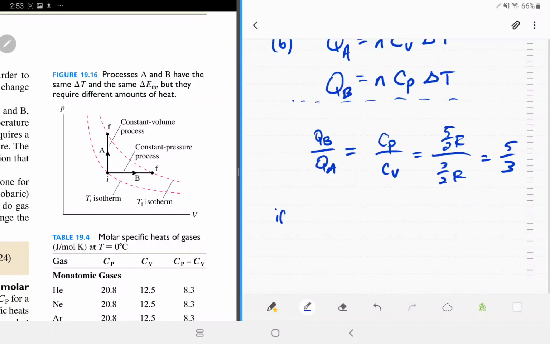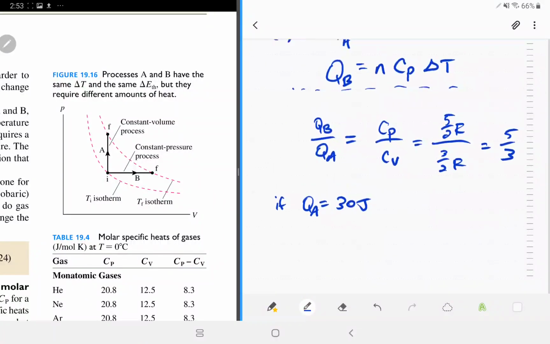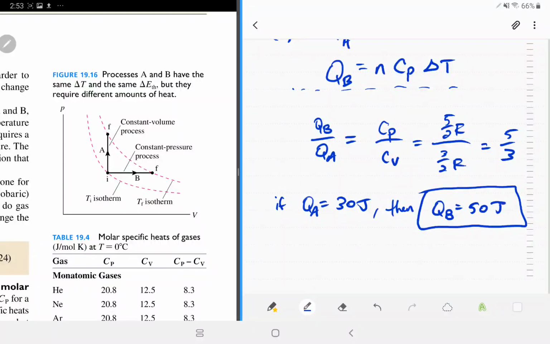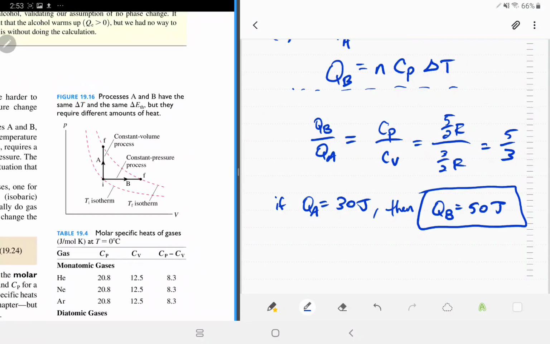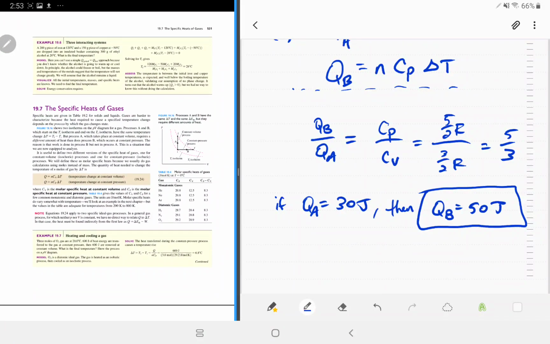So we're told in the problem statement, if QA is equal to 30 joules, right? That's what that was in the original problem statement. Assuming QA is 30 joules, what is QB? If QA is 30 joules, it looks like QB is 5/3 times that. Then QB is equal to 50 joules. And indeed, it's bigger than QA, just like we reasoned qualitatively before. Remember, we said that QB had to be bigger than QA, just because some of that energy was wasted due to work done by the gas.